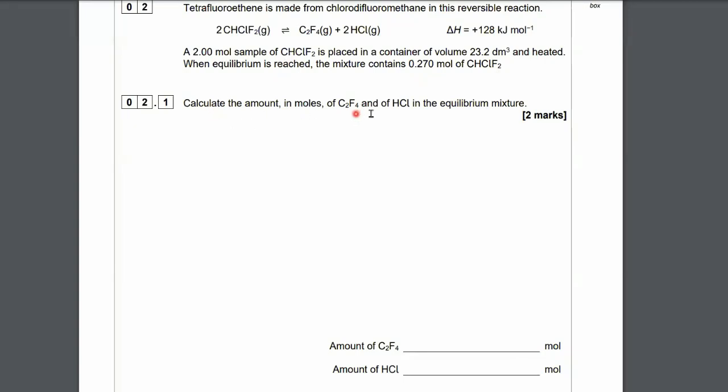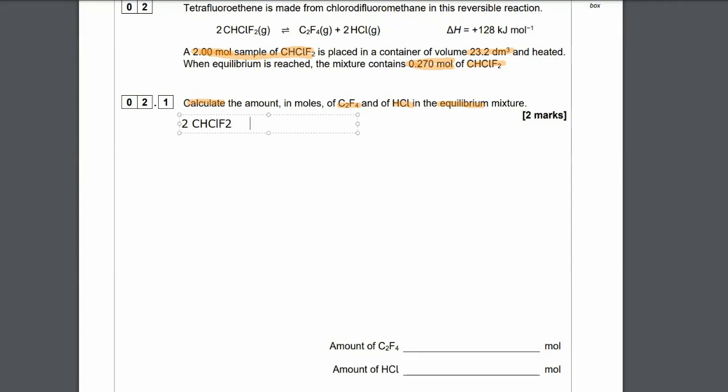A 2 mole sample of CHClF2, that's the chlorodifluoromethane, is placed in a container with a volume of 23.2 decimeters cubed and it's heated. When the equilibrium is reached, the mixture contains 0.270 moles of chlorodifluoromethane. That was the initial reactant. Calculate the amount in moles of C2F4 and HCl in the final equilibrium mixture.